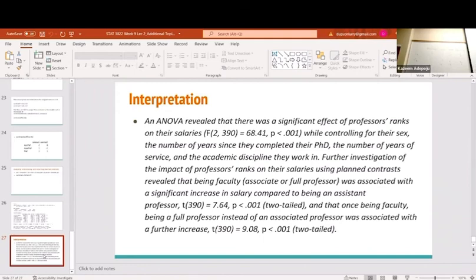And I said that being a full professor instead of an associate professor was also associated with a further increase. What we're trying to say is, you could be in the tenure track, and we have more than one cadre in the tenure track. You have the associate professor and the professor. Then we also tested, and we realized there is a statistically significant difference in the salary. So that is that.